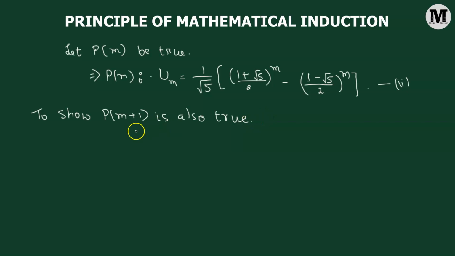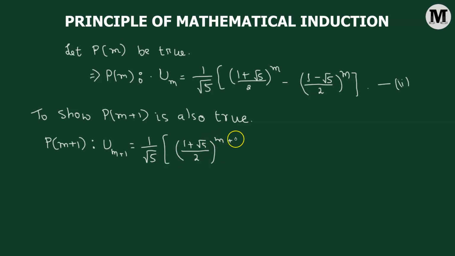Now we'll first have to understand what P of m plus 1 is. For the statement P of m plus 1, we simply take the statement P of m, and wherever we have m, we replace it with m plus 1. That means we have to show that u m plus 1 equals 1 over square root of 5 multiplied by 1 plus square root of 5 divided by 2, whole raised to the power of m plus 1, minus 1 minus square root of 5 divided by 2, whole raised to the power of m plus 1.